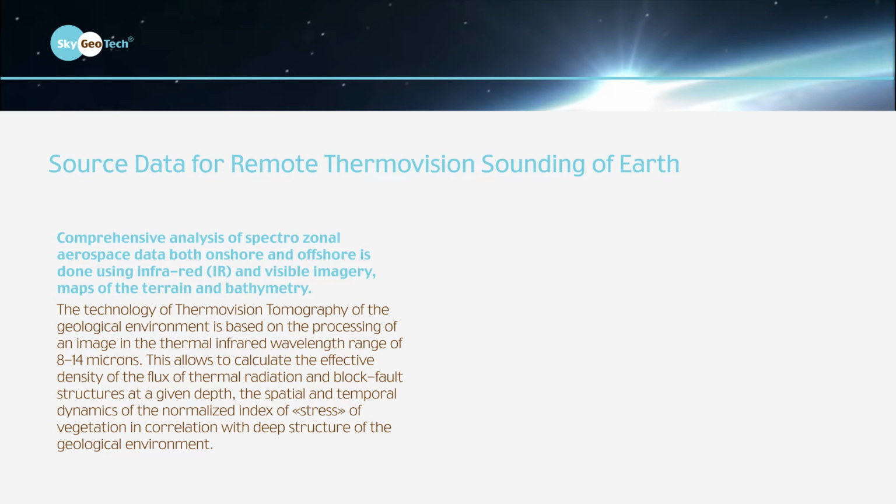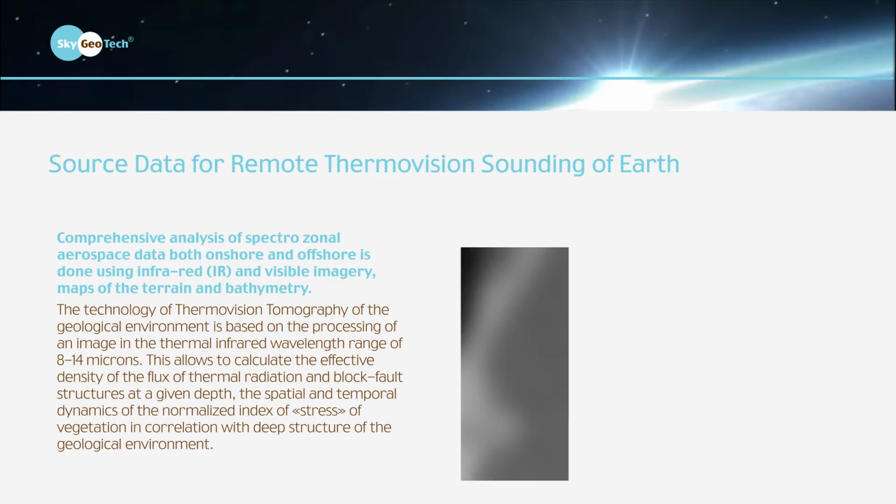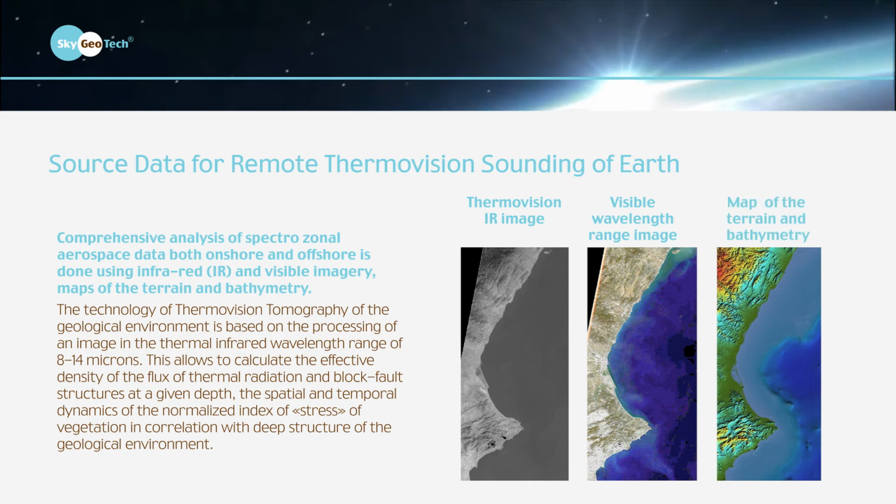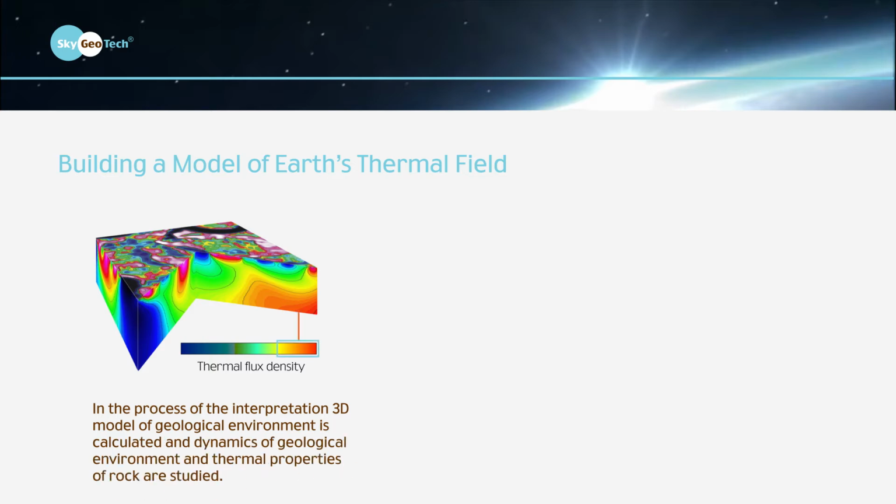As a source of basic data, we use infrared images with the wavelength range from 8 up to 14 microns. We also use visible range images and map of the terrain and bathymetry if necessary. After some calculations, as a result, we get a 3D model of thermal field of the area. Red color shows us high temperature, blue color is for low temperature, and transitional zones are shown by green color.